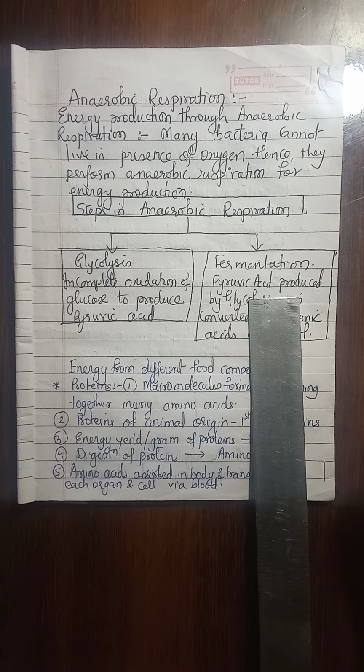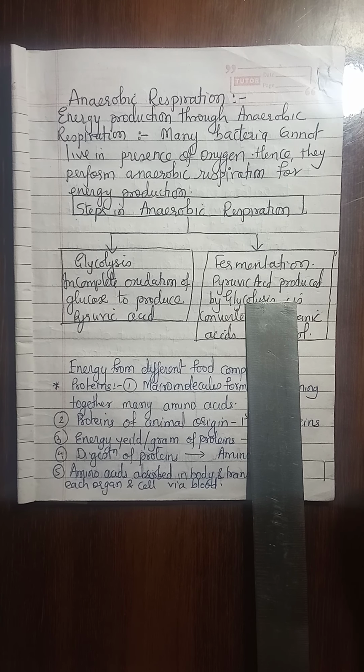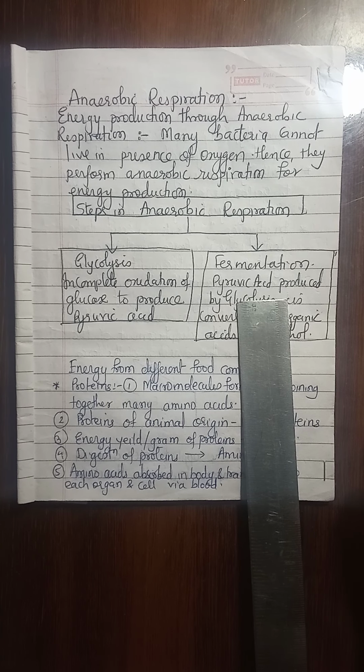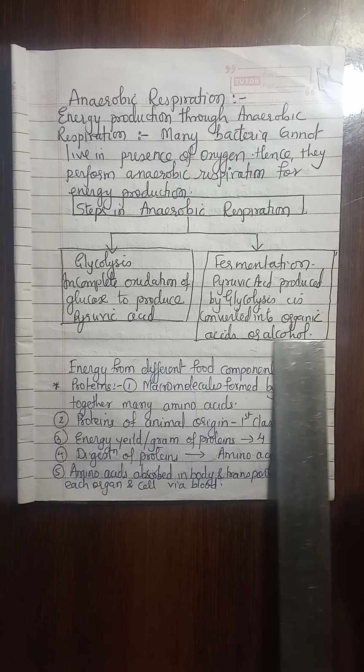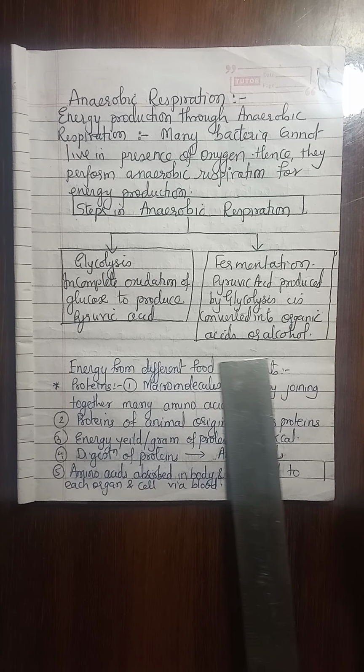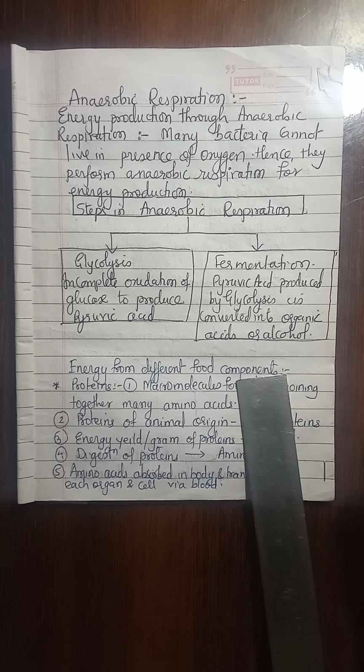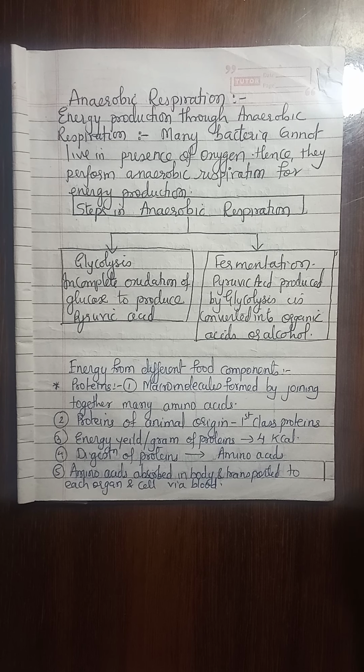Further, fermentation. Fermentation is a simple process, you can call it digestion: conversion of a complex food or complex process into a simple one. So here, pyruvic acid produced by glycolysis is converted into organic acids or alcohol, and a very small amount of energy is produced in order to carry out the work.